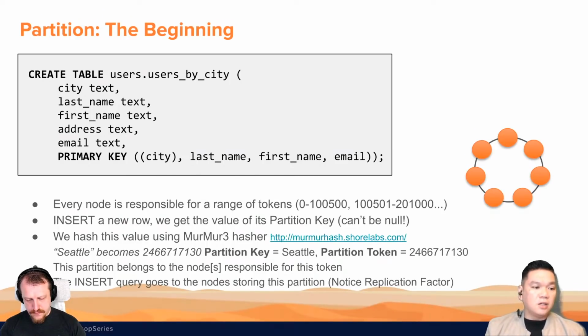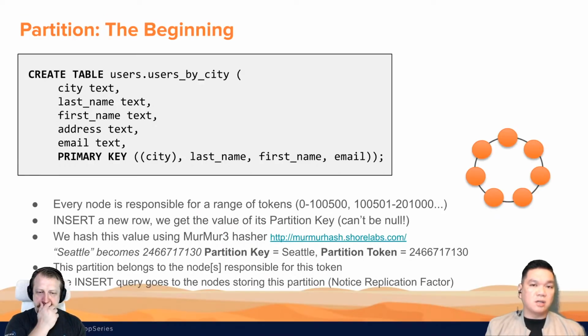The token is a hash function from the partitioner. The default partitioner that we use in Cassandra is the Murmur3 partitioner. It's a hashing algorithm. It's not a Cassandra algorithm. It's a mathematical algorithm that Cassandra uses, and it's called Murmur3.